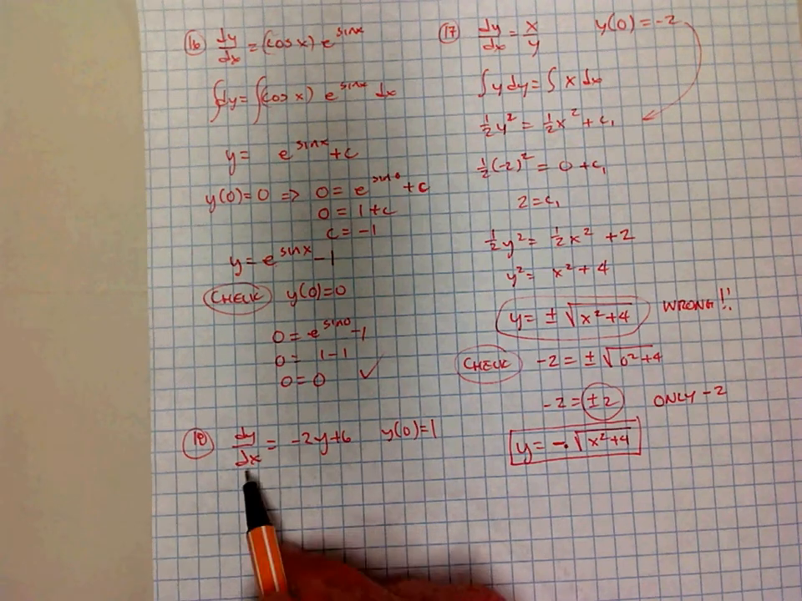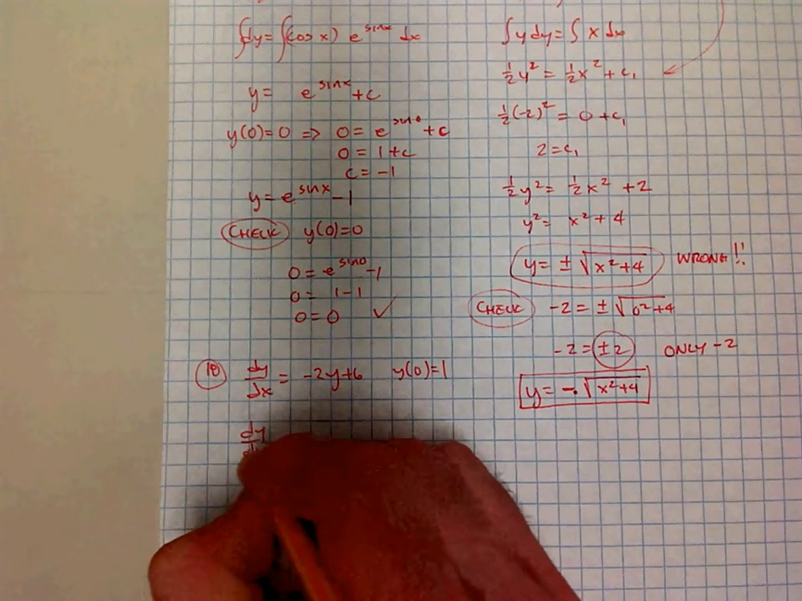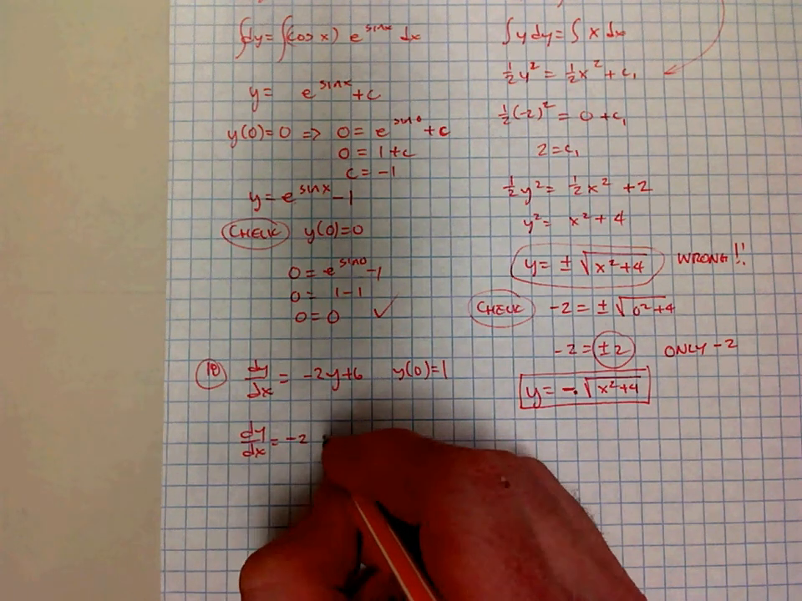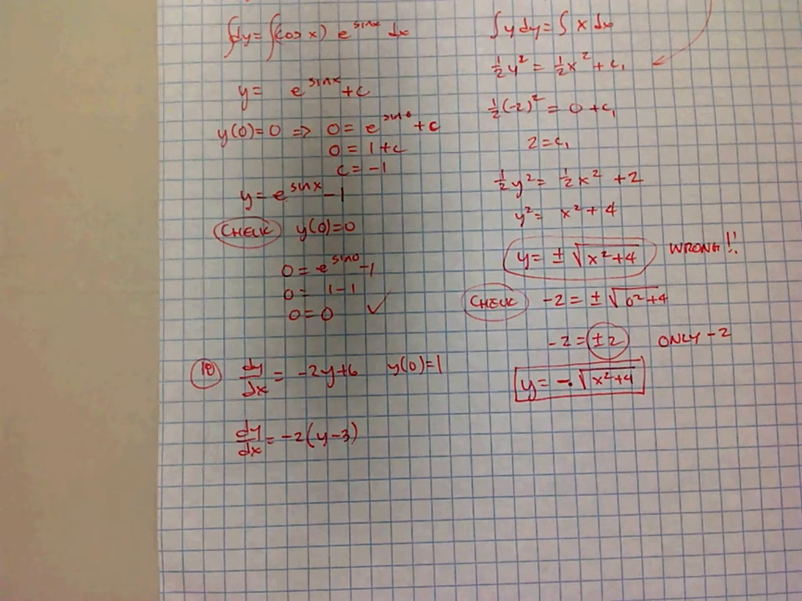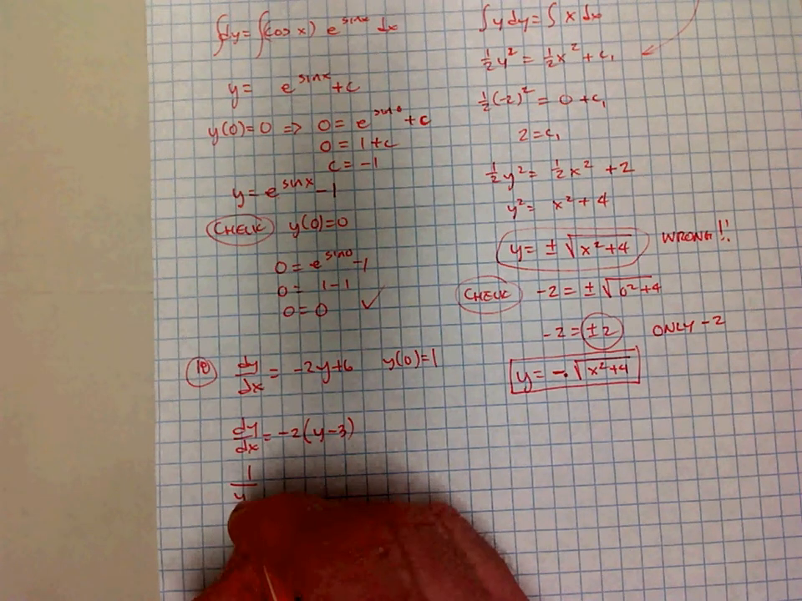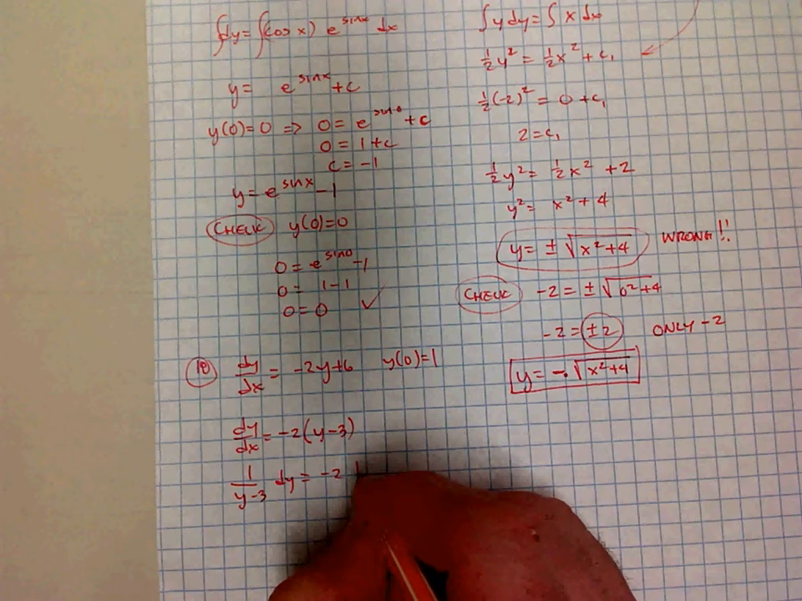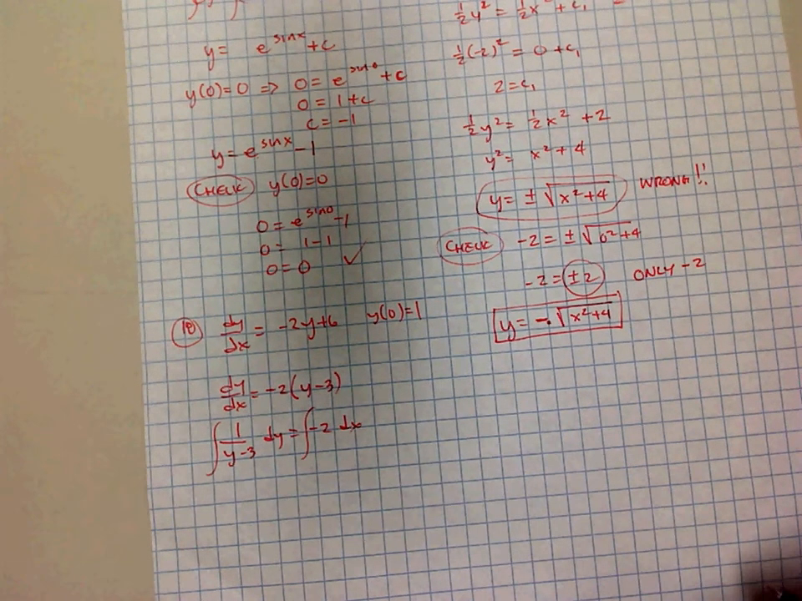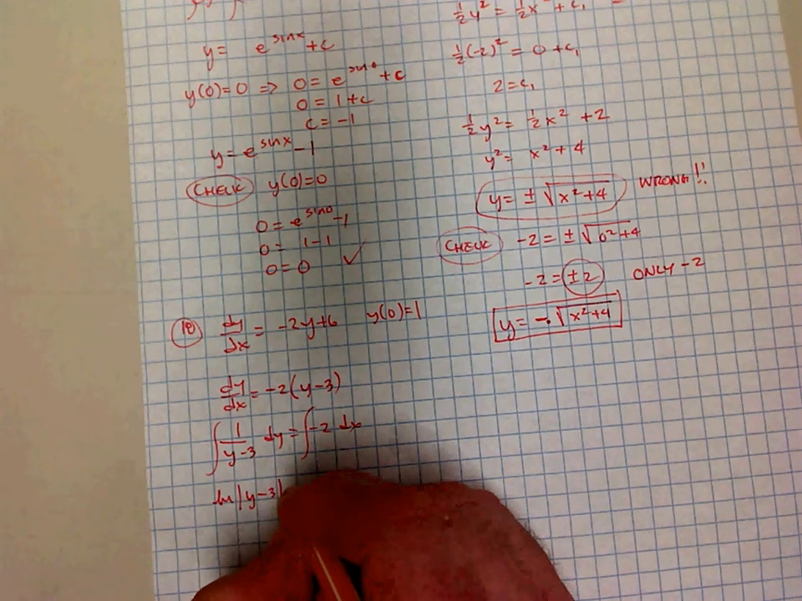dy/dx equals, let's factor out a negative 2. That'll clean things up maybe a little bit. Negative 2 times (y minus 3). Dividing and multiplying will give us 1 over (y minus 3) dy equals negative 2 times dx. Integrate. Natural log of the absolute value of y minus 3 equals negative 2x plus c.